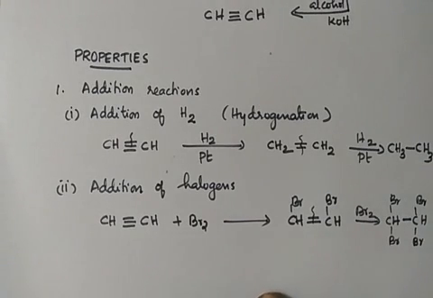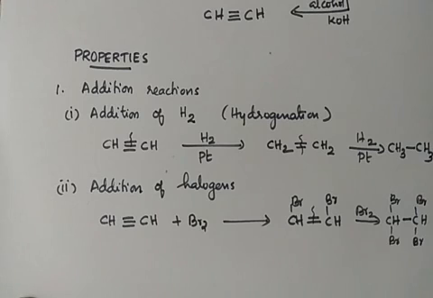bromine has a brown color, and the brown or reddish orange color of bromine is decolorized when bromine is added to a double bonded compound or a triple bonded compound. That is, to an unsaturated compound, if bromine is added, then it becomes saturated. So the reddish brown color of bromine water gets decolorized. So this can be used as a test for unsaturation.